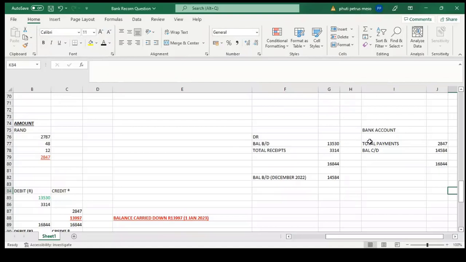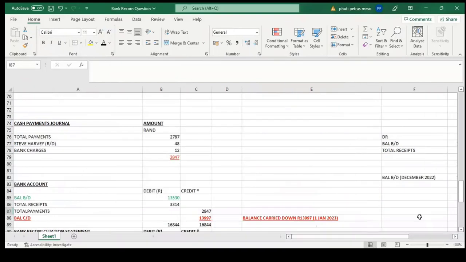So you'd say 8,000 minus 2,847. Then you've got 13,997. That's how you're going to change it. And you have to come here, 13,997. Then that's how you close it. But let's have a look at how the bank reconciliation has been structured.